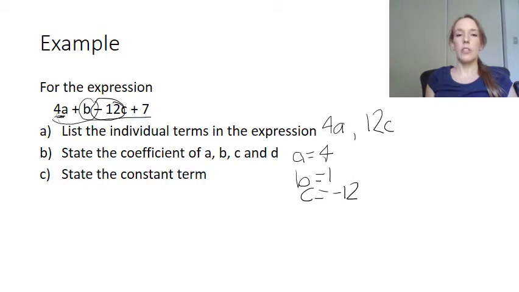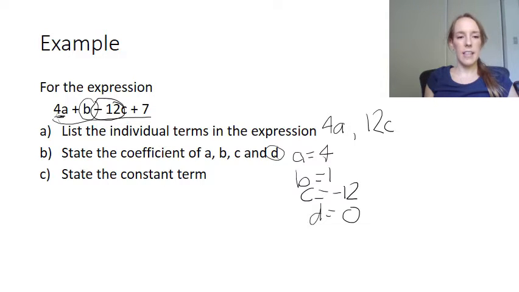And our coefficient for d. So you're probably thinking, miss, there's no d in this expression, so I can't answer that. Well, actually, anytime you're asked about a variable like d that doesn't actually appear in your expression, the coefficient is going to equal 0. Because 0 times d, no matter what d is, is going to equal 0. So that's why we don't have it in the expression here.